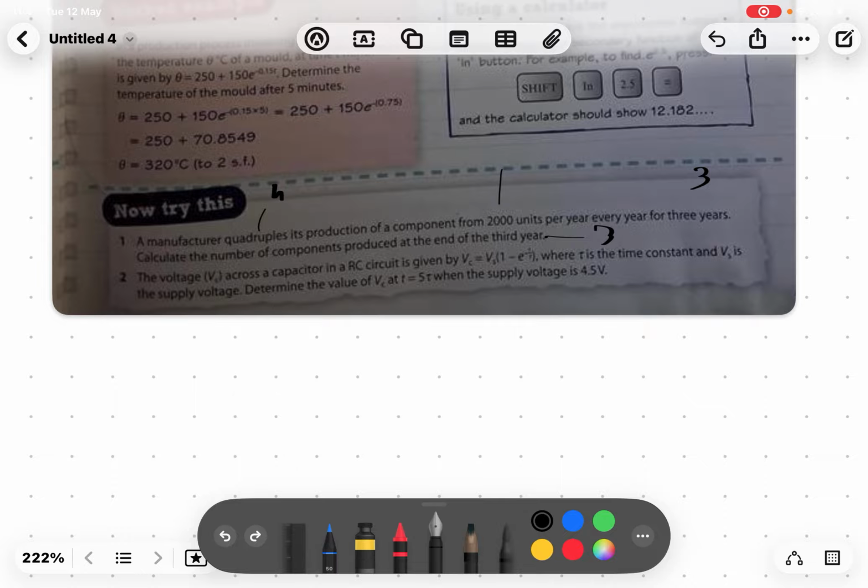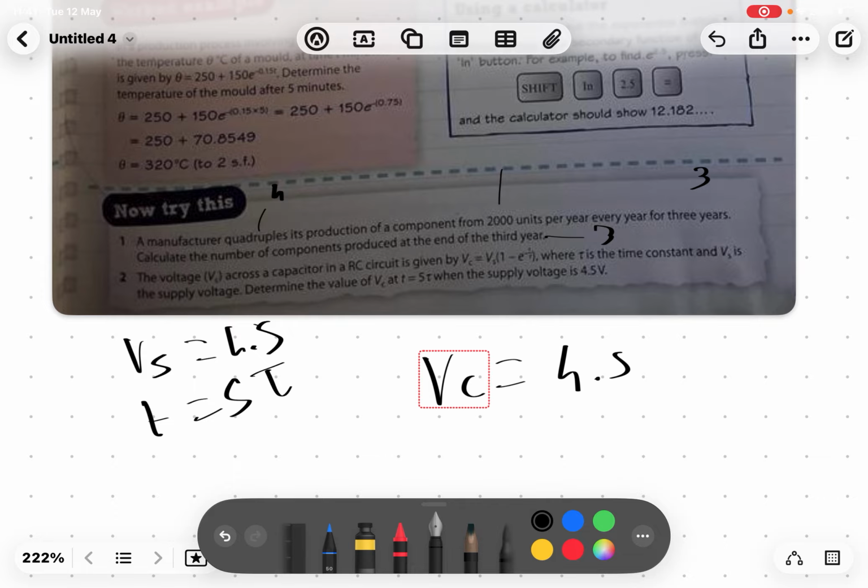So basically, let's just substitute in the numbers. We know that V equals 4.5 and time equals 5T. So there's this T and this T. The one on top is this one, however that doesn't really matter as much. So let's just substitute in the values. V_C, that's what we're looking for, equals 4.5 because over here V comes first, times 1 take away e, and then the e we put to the power of minus 5T over T.